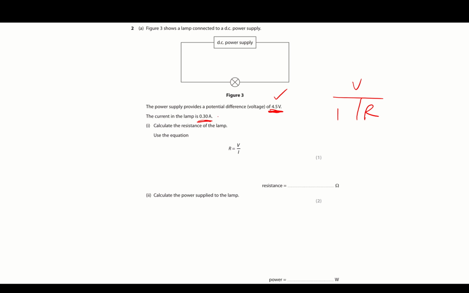The current is 0.3, perfect, no unit change. Calculate the resistance and it's given the formula for you. So 4.5, the voltage, over the current 0.3 is 15 ohms. Next one, calculate the power.